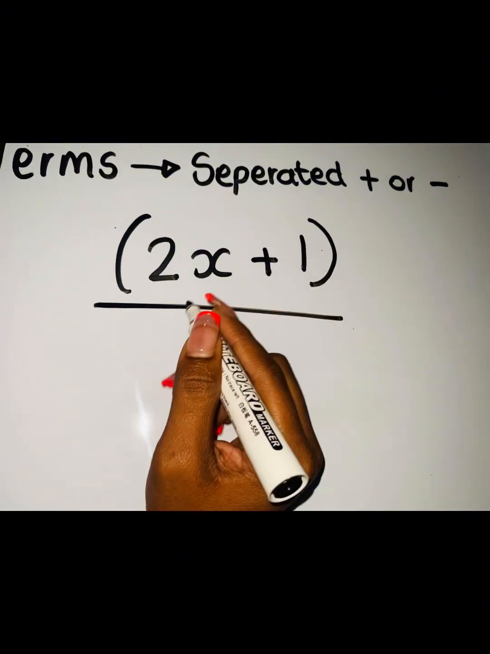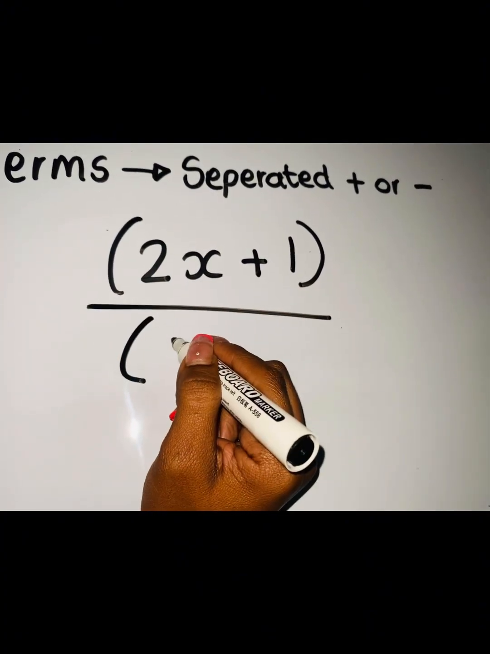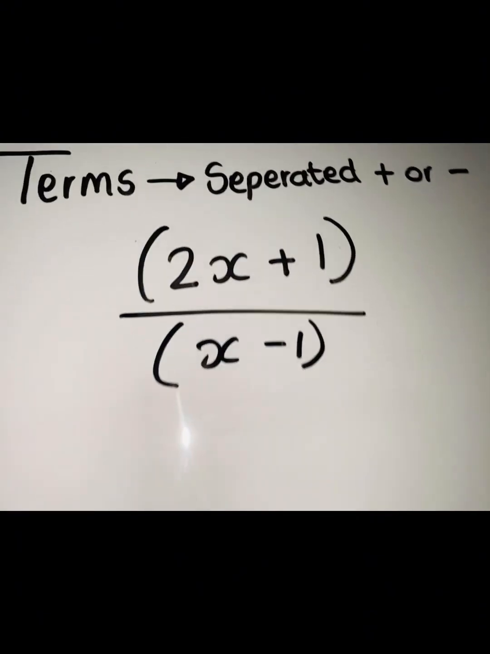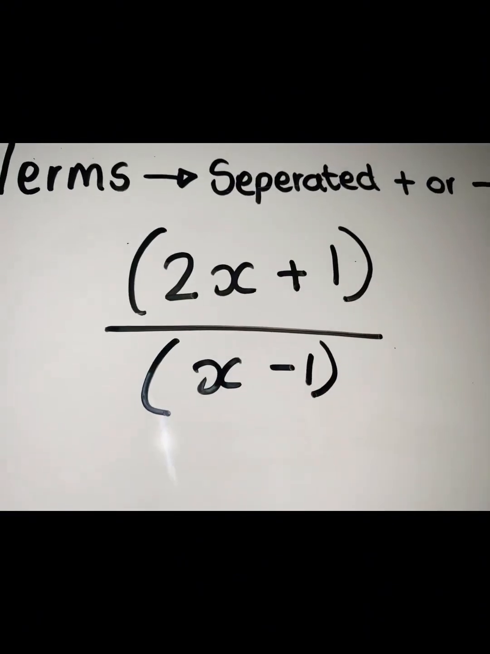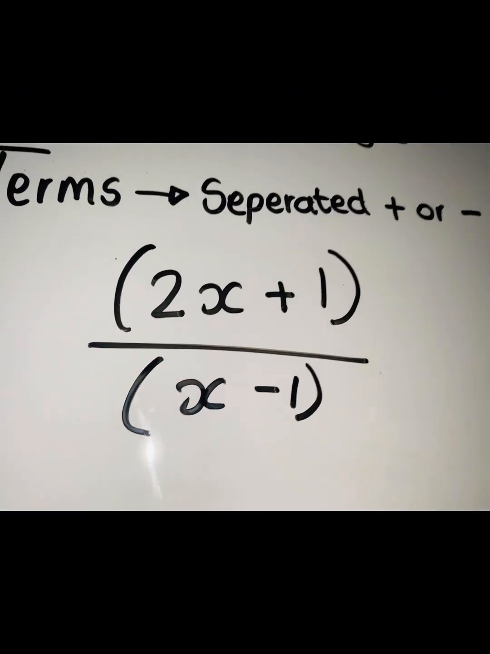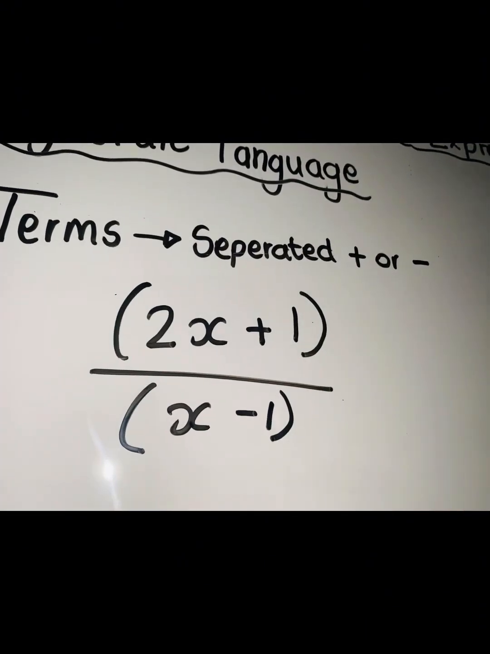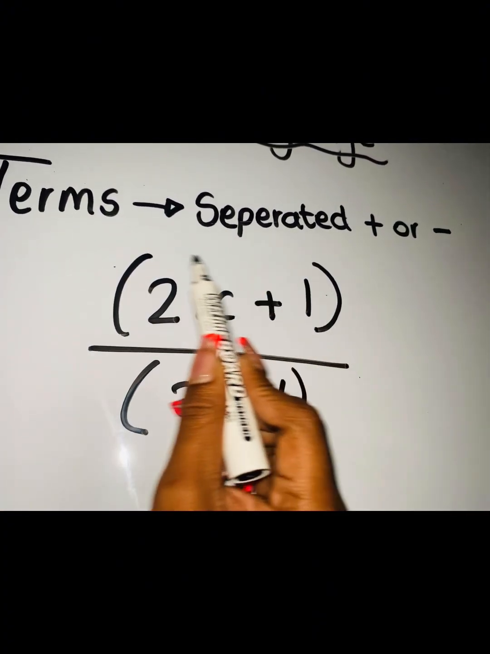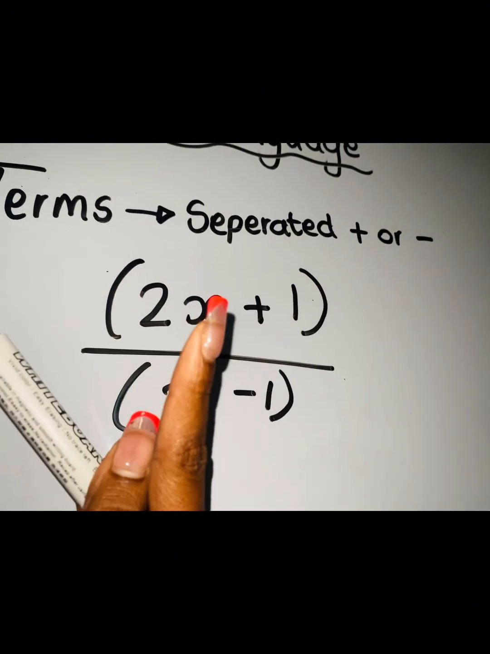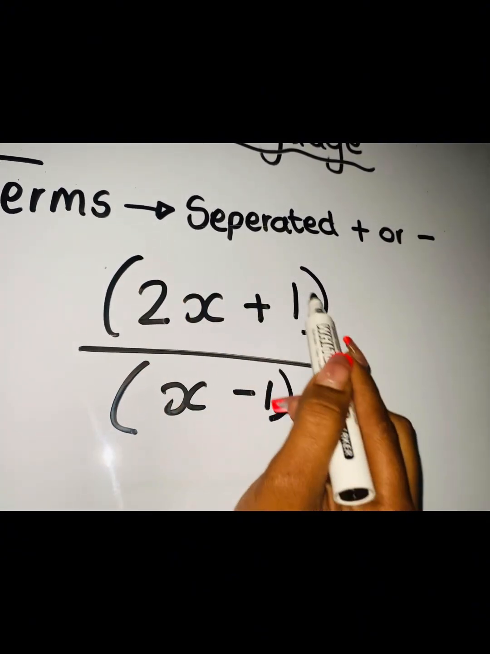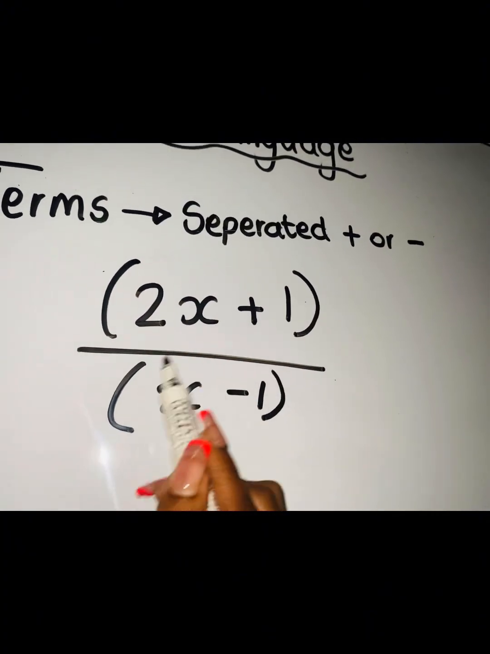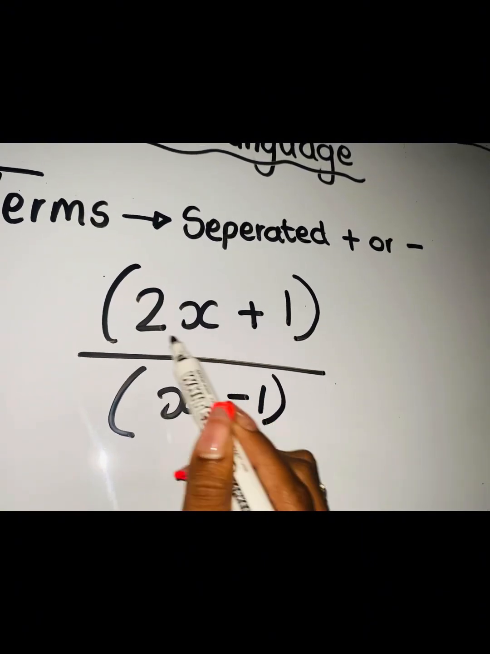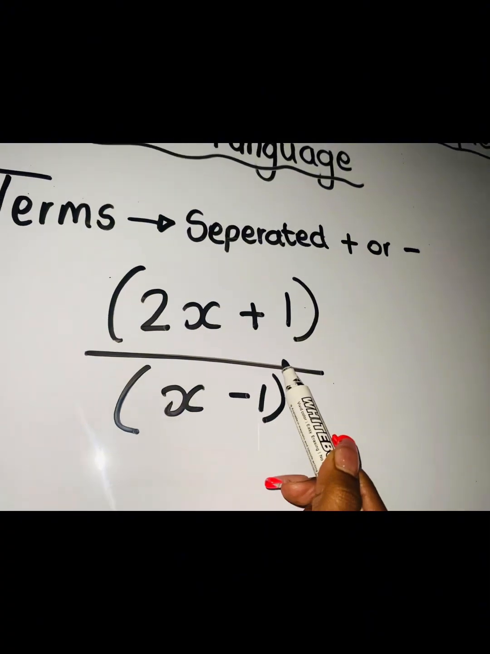Let's say we have 2x plus 1 and we have x minus 1. Now, if you were to be asked how many terms are here, you first have to look at if the terms are separated by a plus or a minus. Now, I said anything inside the bracket is regarded as one thing. So meaning here we have one thing divided by one thing. Now, these two terms are not separated by a plus, but they're definitely separated by a division sign.